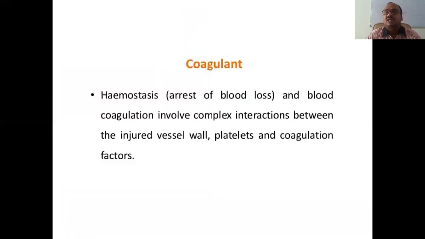Coagulants. Now you come to the definition of coagulant. Hemostasis means arrest of blood loss, prevention of blood loss. This we can call a coagulant.